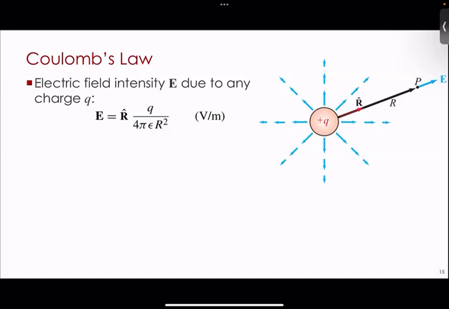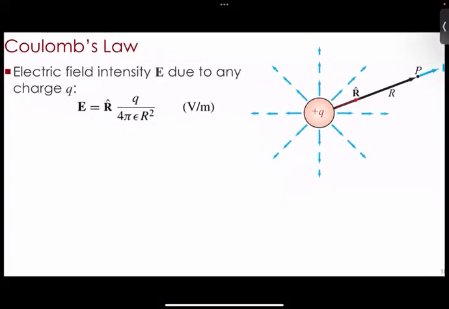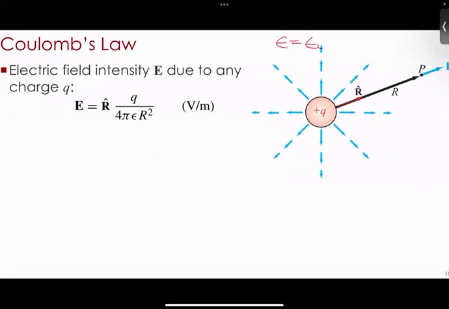So that's R hat, that's Q. 4 pi epsilon, that's our same epsilon. That is the permittivity. Epsilon is epsilon naught epsilon R, where in this context it means the region where the electric fields exist, whatever material that is. It doesn't have to be air or free space. It could be water, it could be whatever, right? So what is the epsilon R for the material in which these electric fields are living?